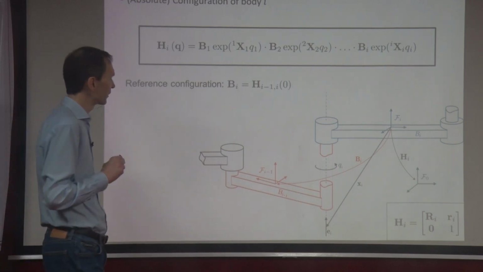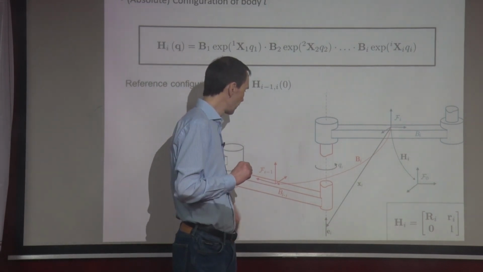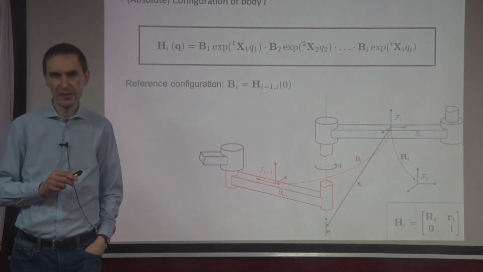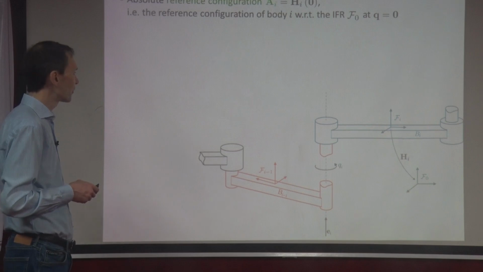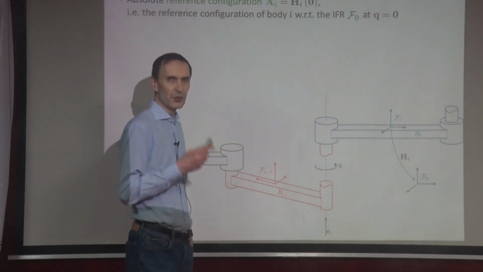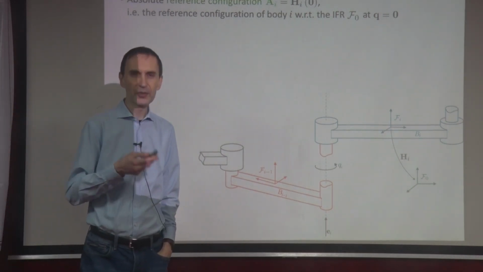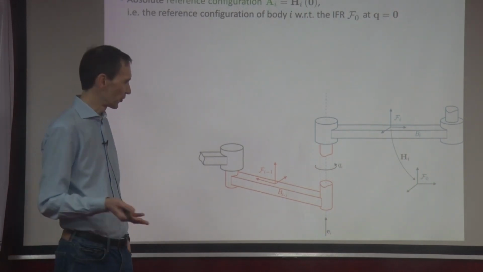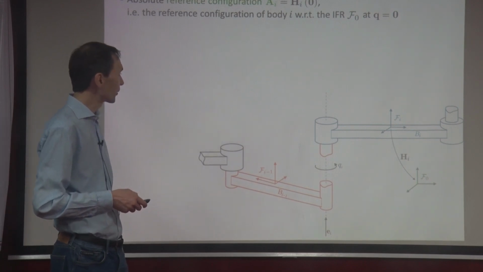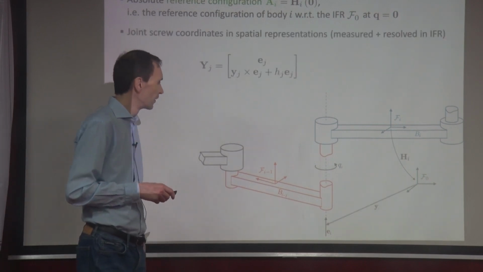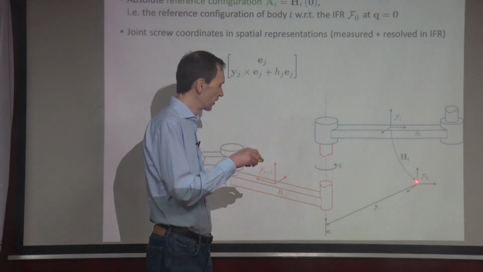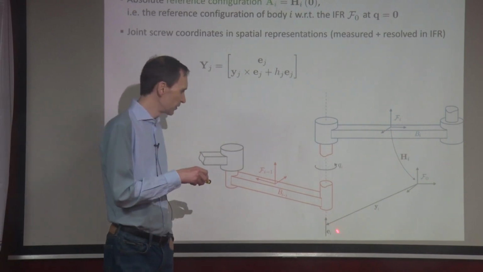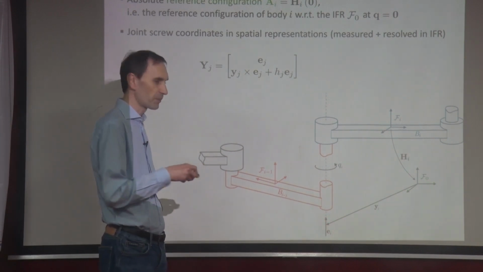We can even make it better in the sense that we can actually get rid of the need of introducing body fixed frames. And how does this go? Essentially by saying, you know, screw theory is coordinate invariant. That means that you can actually use any frame to express screws. And why don't we do this? Why don't we just say, okay, I'm actually using the space-fixed inertia frame to define the screw of the joint.